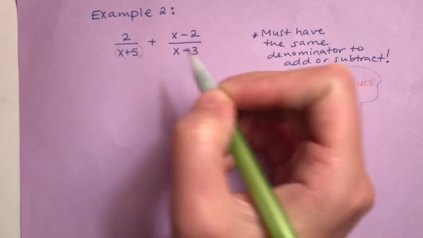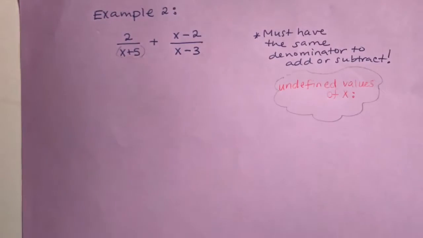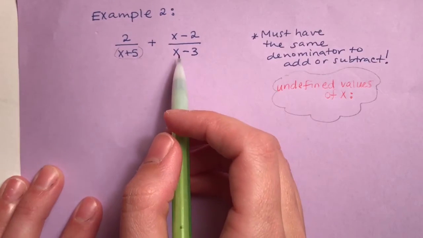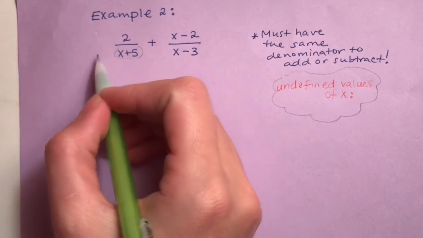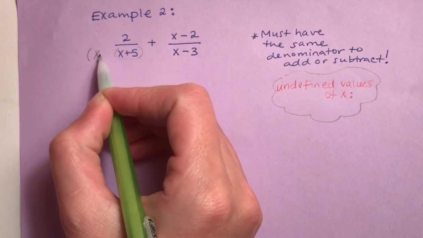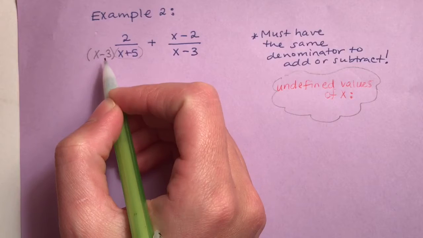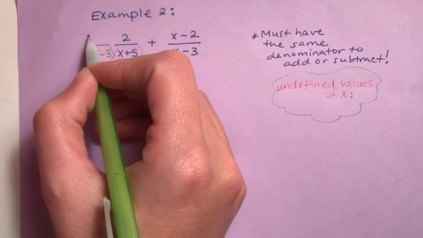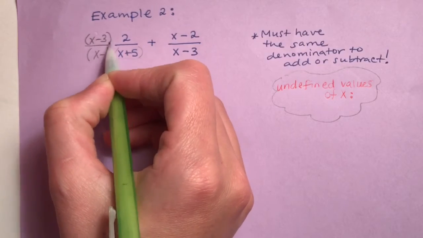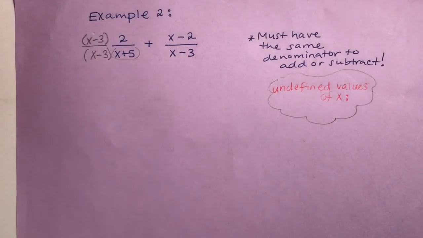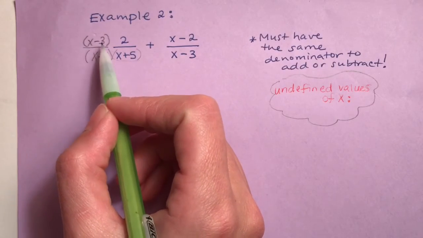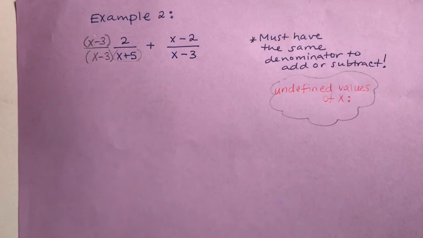I'm actually just going to put these in parentheses so I know they're a factor together. And I'm going to multiply by x minus 3. So I'm going to write that here, x minus 3. And whatever I do to the bottom, I also have to do to the top, x minus 3. That way I don't change the value because this is like multiplying by 1 since it's x minus 3 over x minus 3.